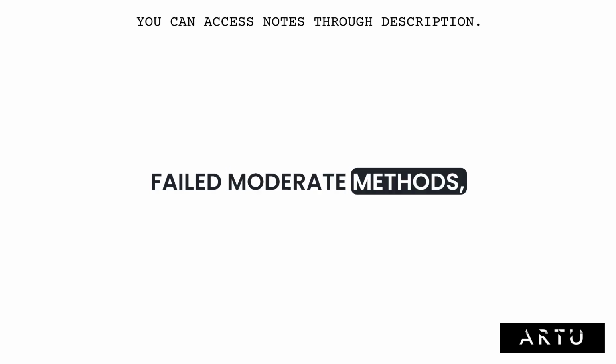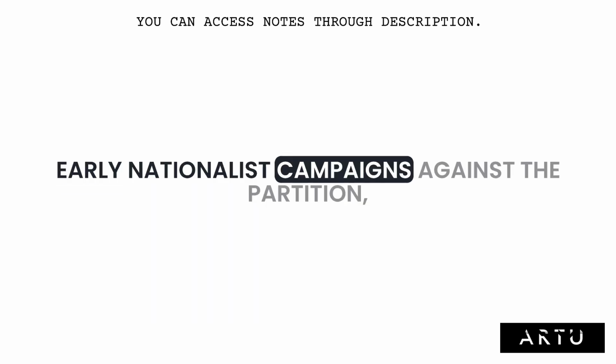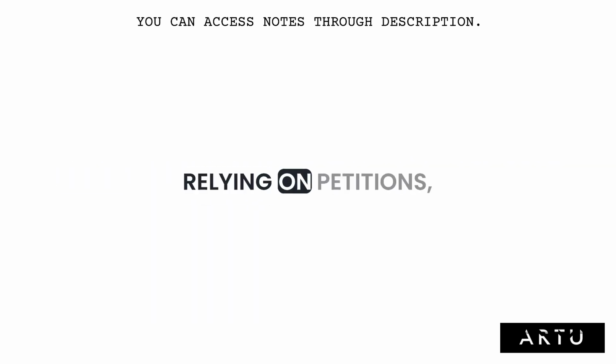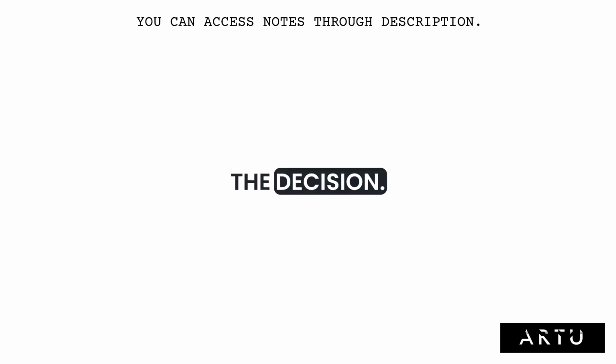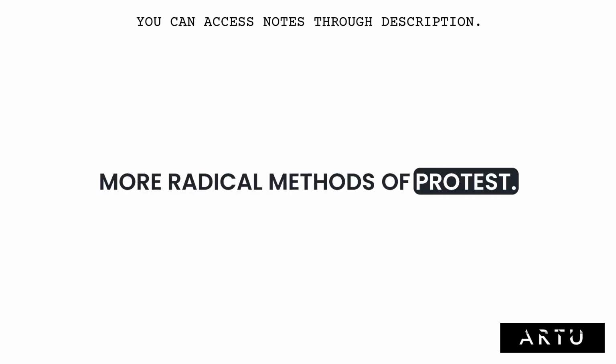Failed moderate methods. Early nationalist campaigns against the partition, relying on petitions, public meetings, and newspaper campaigns, failed to pressure the British into revoking the decision. This led to a search for new, more radical methods of protest.